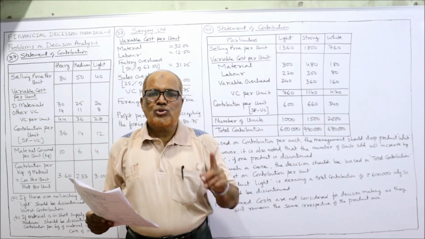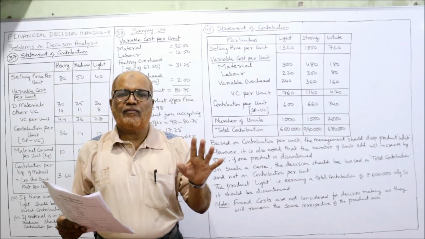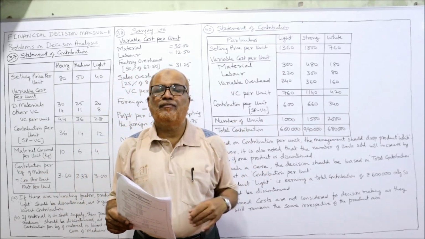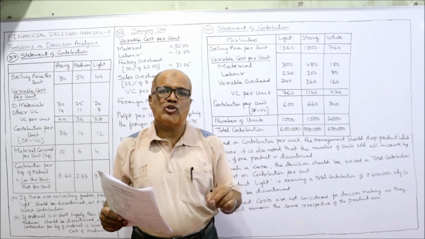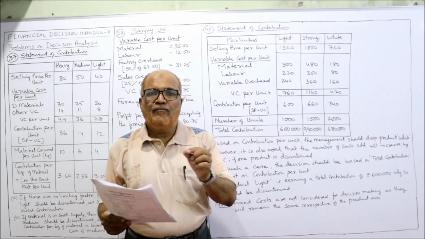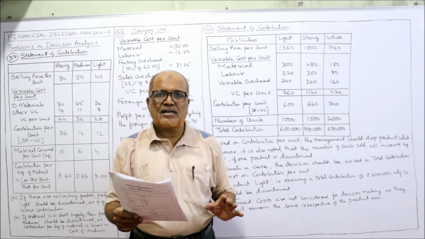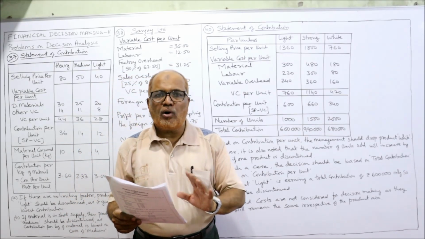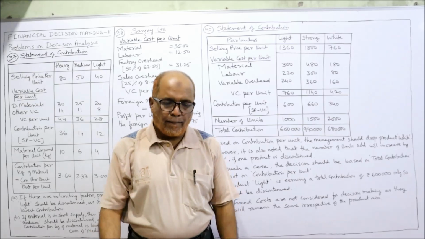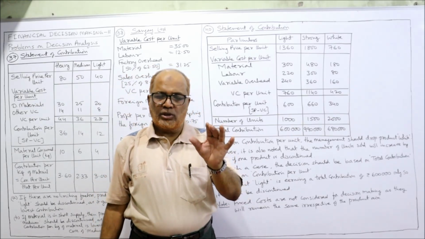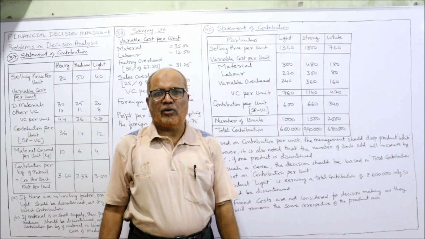So management wants to drop 1 product, any one of the products, and the remaining products will increase by 50%. That is the contention of the management. Now we have to decide which product should be dropped, which product should be discontinued: light, strong or white. So first of all, we need to calculate the contribution per unit and the total contribution.